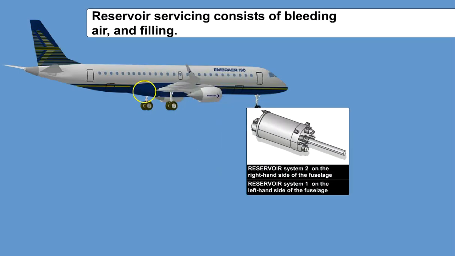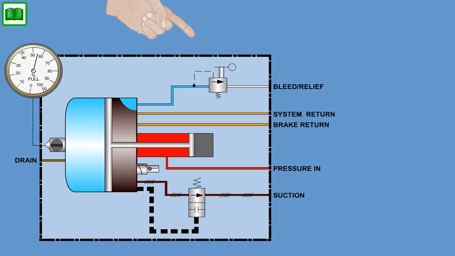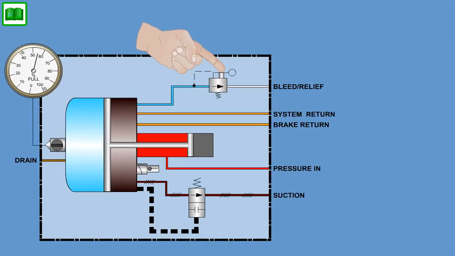Reservoir servicing consists of bleeding air and filling. Bleeding is performed by opening the bleed relief valve at the top of the reservoir and holding it open until all of the air has bled out. The valve is spring-loaded to the closed position and will close itself once it has been released.